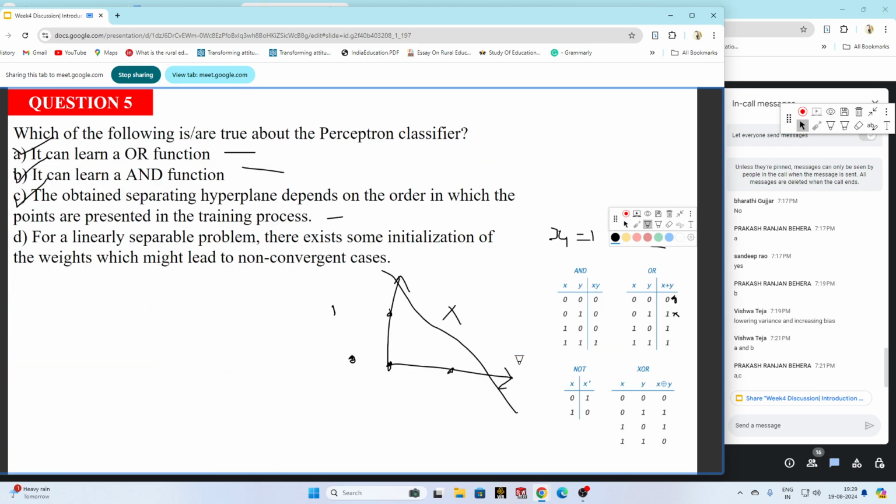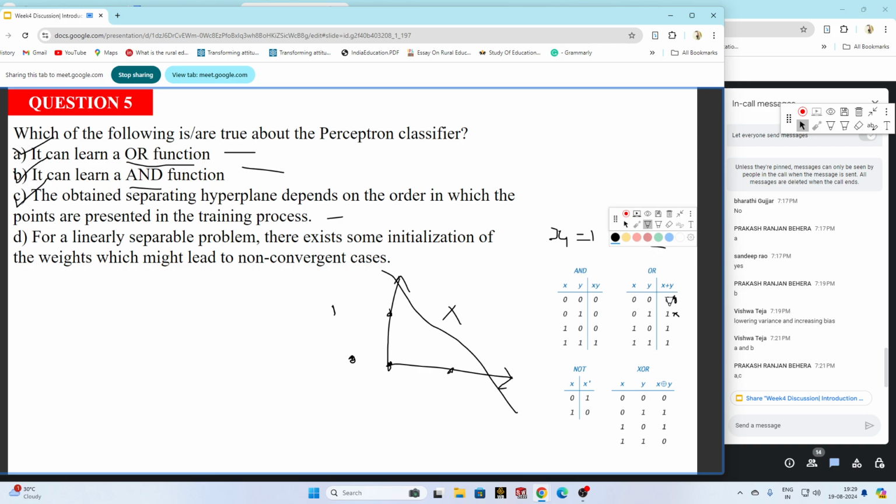Okay, fifth question, it is an important question. Which of the following is true about the perceptron classifier? I have already told you the perceptron classifier can only be applied when the data points are linearly separable. Only then can we apply this perceptron algorithm. These two options have been told to test it with the OR and AND functions, right?